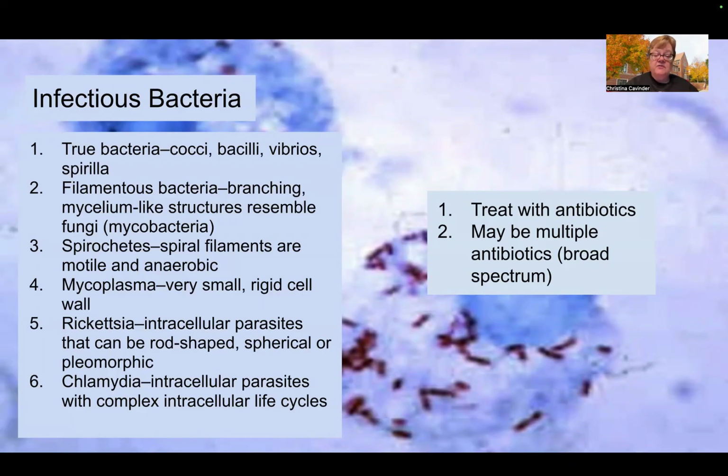You can have spirochetes, and these are spiral filaments. They are motile and anaerobic, so they don't need oxygen to grow. You can have mycoplasmas, which are very small. They have no rigid cell walls. Rickettsia are intracellular parasites that can be rod-shaped, spherical, or pleomorphic. And then there's chlamydia, which is intracellular parasites with complex intracellular life cycles.